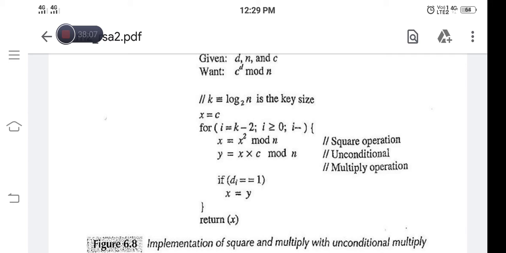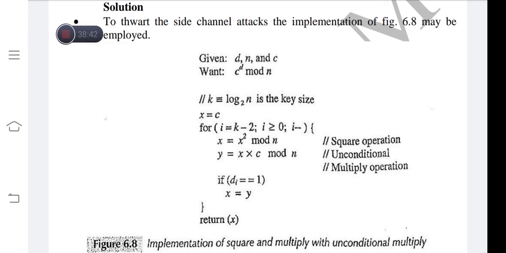Okay, so in each iteration you can induce the fault, and depending on the comparison between the value he has got after the fault injection and the correct value without any faults, if it differs, that particular bit is the value 1. That is the conclusion the attacker is going to draw. Okay, so that is one more disadvantage, even though we have the unconditional multiply operation.